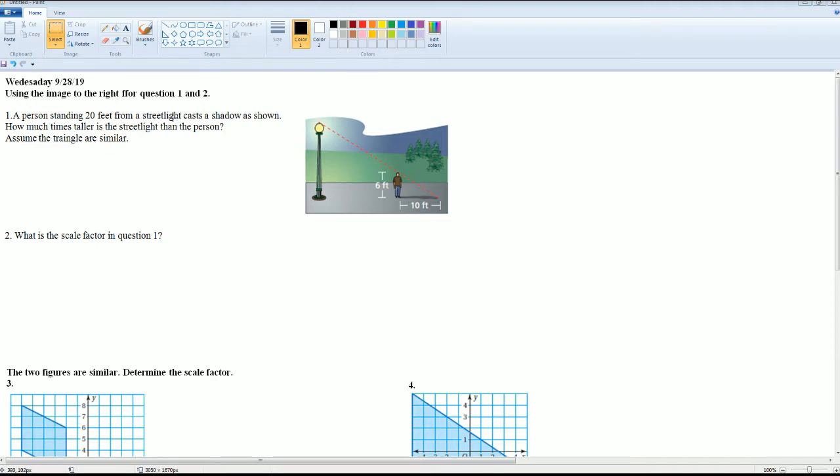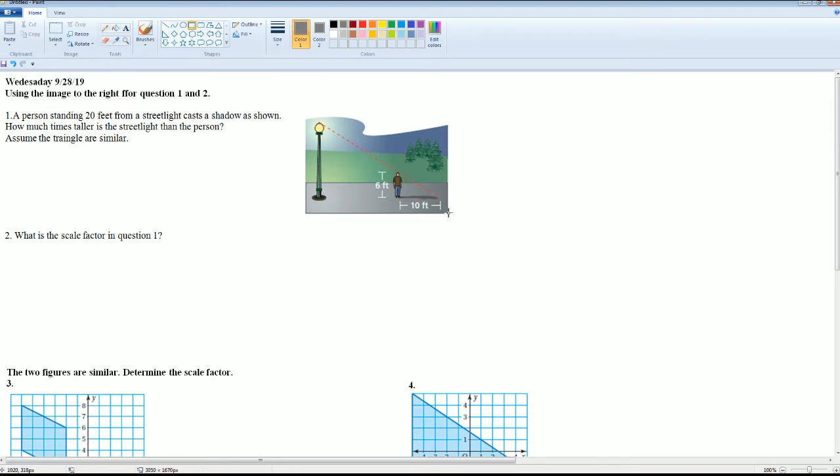We know that a person is standing 20 feet from a street lamp that casts a shadow, as shown below. Where's the 20 feet? It goes from here all the way over there. So if you want to look at how the shadow is, it would look something like this. Okay, his shadow would be there. Okay, his shadow would be here.